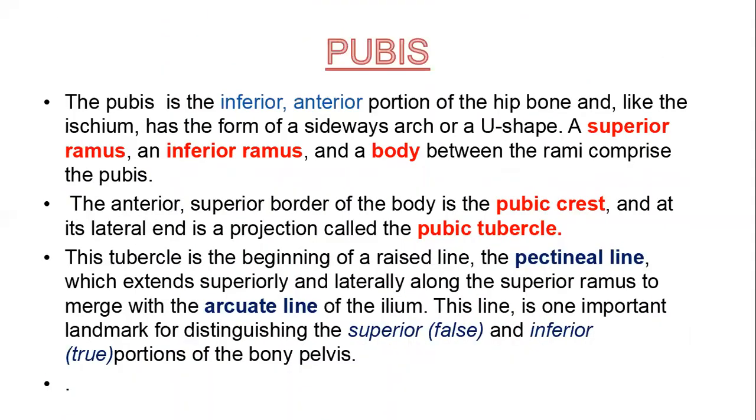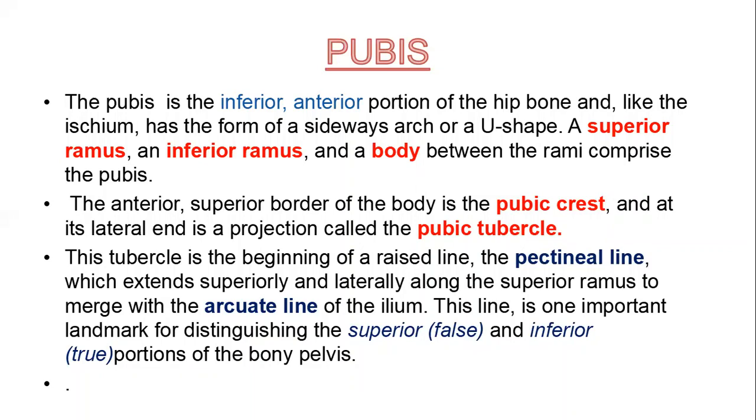Okay, let's move to the other bone, which is the pubis. The pubis is the inferior anterior portion of the hip bone, and like the ischium, has the form of a sideways arc or a U shape. A superior ramus, an inferior ramus, and a body comprise the pubis. The anterior superior border of the body is the pubic crest, and at its lateral end is a projection called the pubic tubercle. This tubercle is the beginning of a raised line known as the pectineal line.